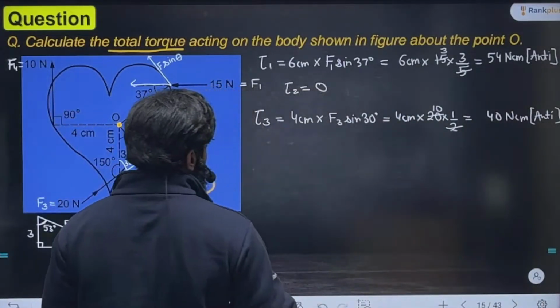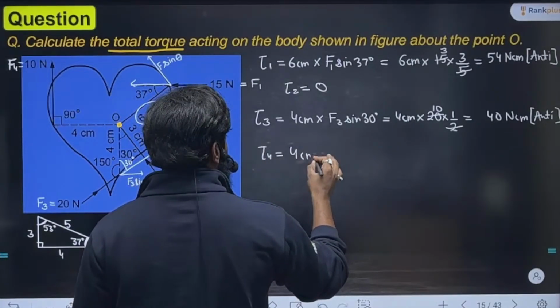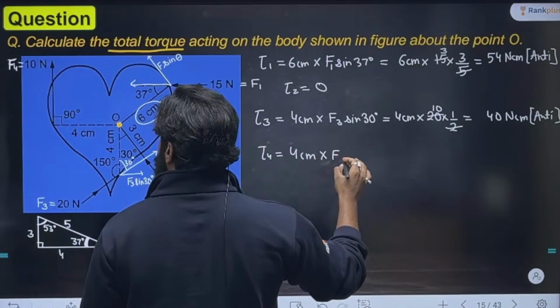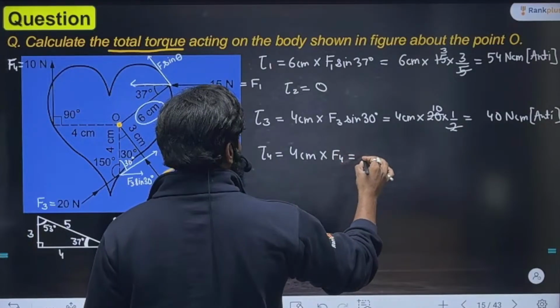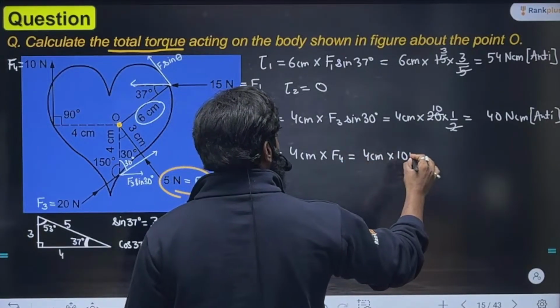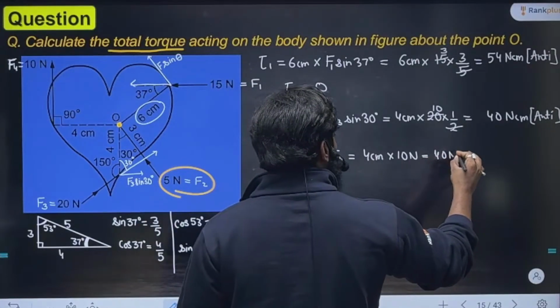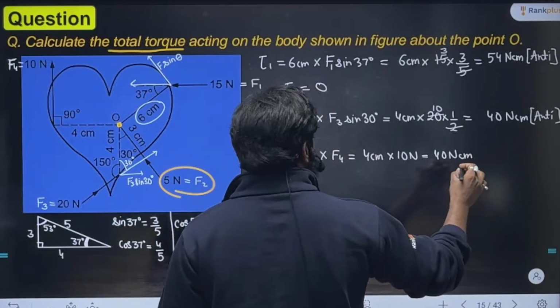Now for this torque 4, we have 4 centimeter and a direct perpendicular force. Here we are having F4, 4 centimeter into 10. Then we are getting 40 Newton centimeter, and it's moving clockwise.